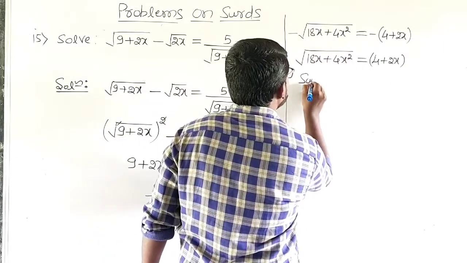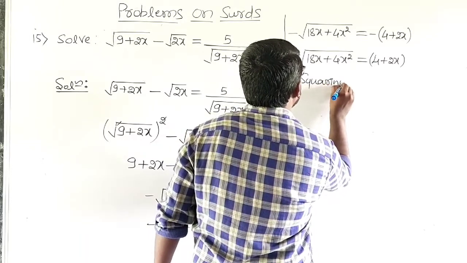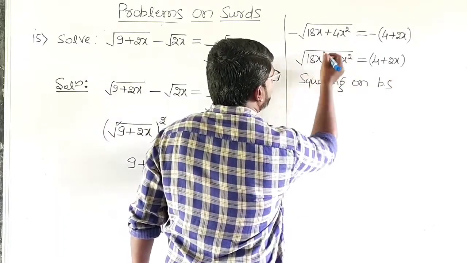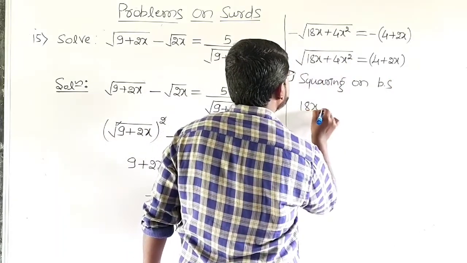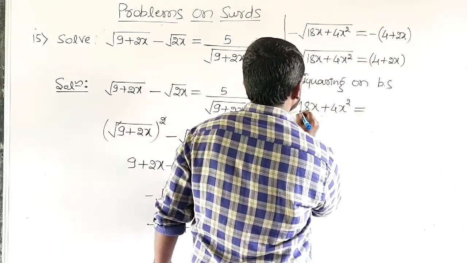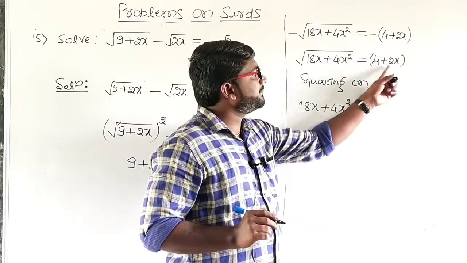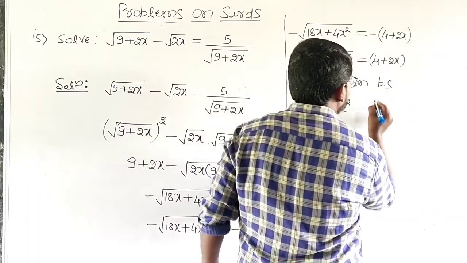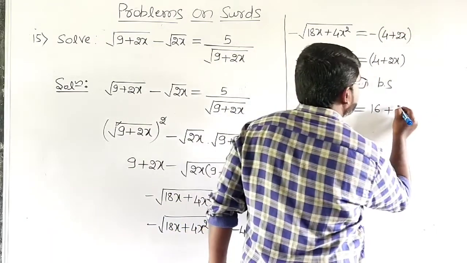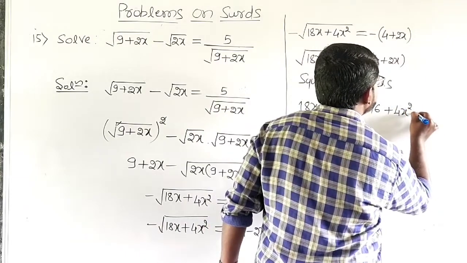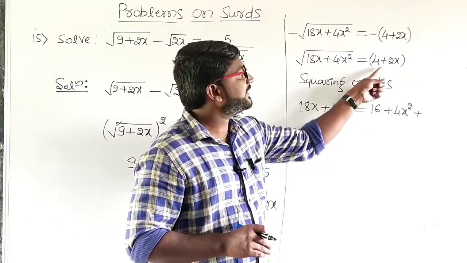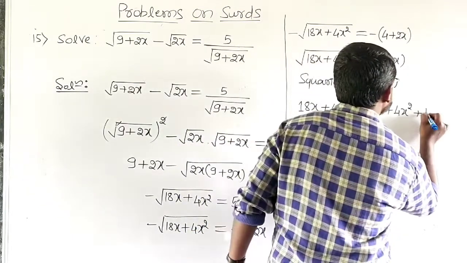Squaring on both sides. So here square and root will be eliminated. We get 18x plus 4x square. So if we square on both the sides, here it is in the form of a plus b the whole square. So a square, 4 square will be 16 plus b square, that is 2x the whole square. It can be written as 4x square plus 2ab, 2 into 4, it is 8. 8 into 2x will be 16x.